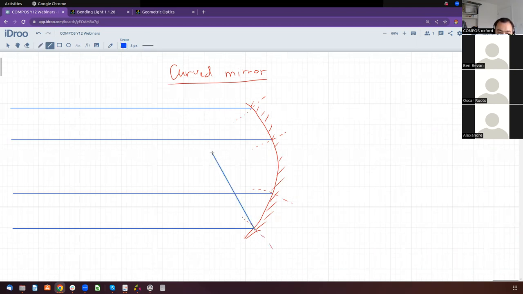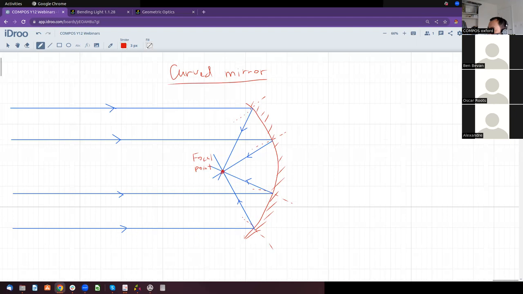And the light reflects through a point known as the focal point. This is the focal point. So light rays travel like this, and then they converge at the focal point. So this is a concave mirror. I always get them wrong. Concave mirror.